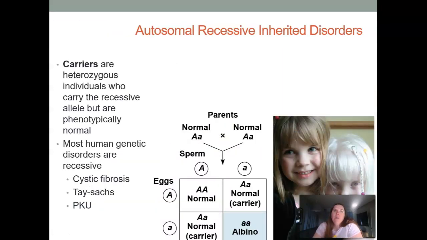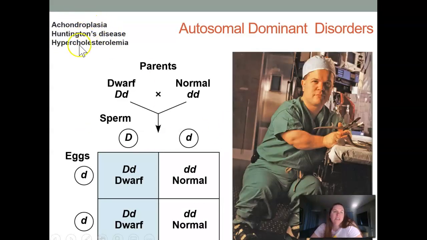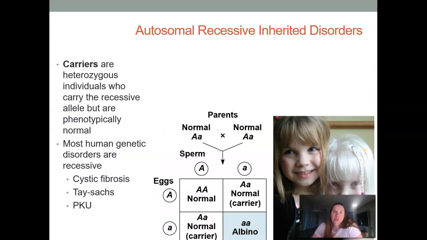Now, most inherited genetic disorders are recessive. The offspring has to be homozygous recessive in order to have that trait expressed. So these three, achondroplasia, Huntington's disease, and hypercholesterolemia, are three exceptions to this rule. Typically, these genetic disorders are recessive in nature. A few examples of recessive inherited disorders would be cystic fibrosis, Tay-Sachs disease, and the metabolic disease PKU.